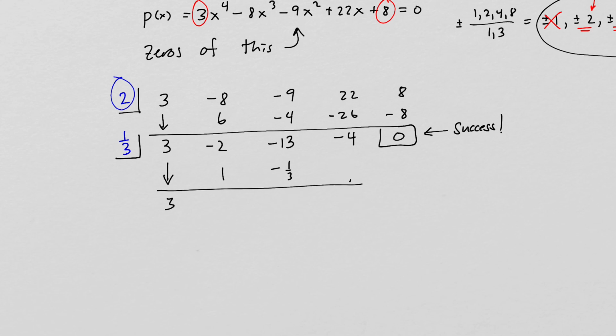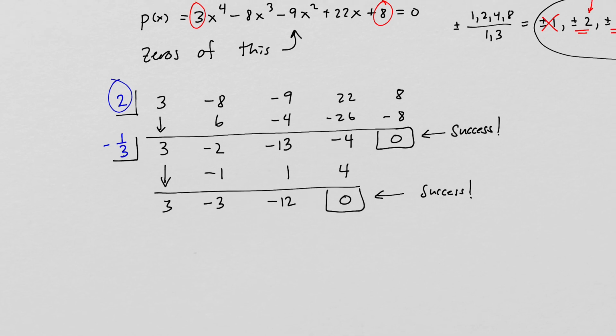Okay, but don't lose your patience. Just keep on going. We tried 1/3. That didn't work. So next, let's try negative 1/3. Negative 1/3 times 3 is negative 1. Negative 2 plus negative 1 is negative 3. Negative 1/3 times negative 3 is positive 1. Negative 13 plus 1 is negative 12. And negative 1/3 times negative 12 is positive 4. And negative 4 plus 4 is 0. Aha, success.